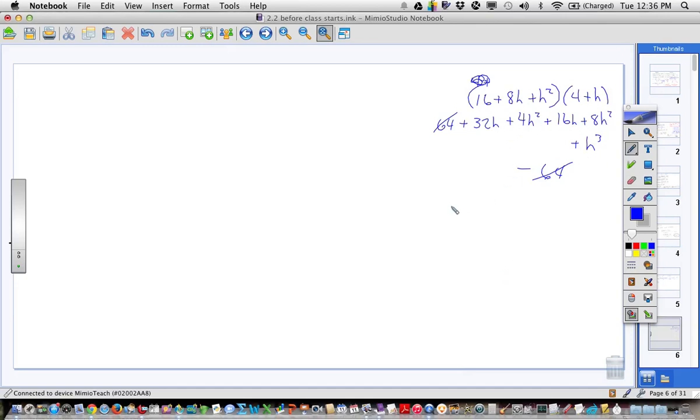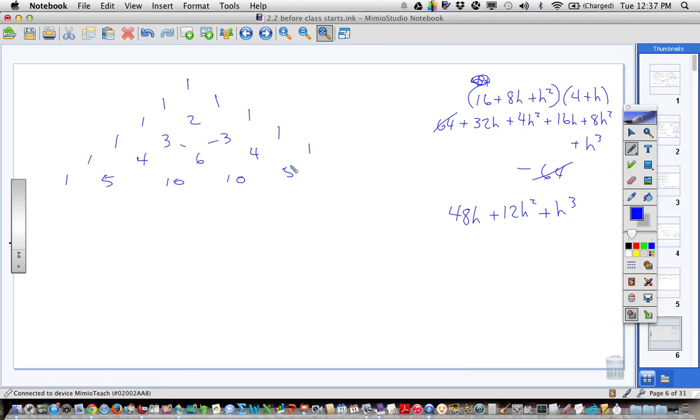I've got 48h, 12h squared, h cubed. Right? Now, Kelsey and I were talking this morning about this. You guys remember this last year? Vaguely familiar? What comes next? 4, 6, because 3 and 3 makes 6. 3 and 1 makes 4. Right? 1, 10, 10.